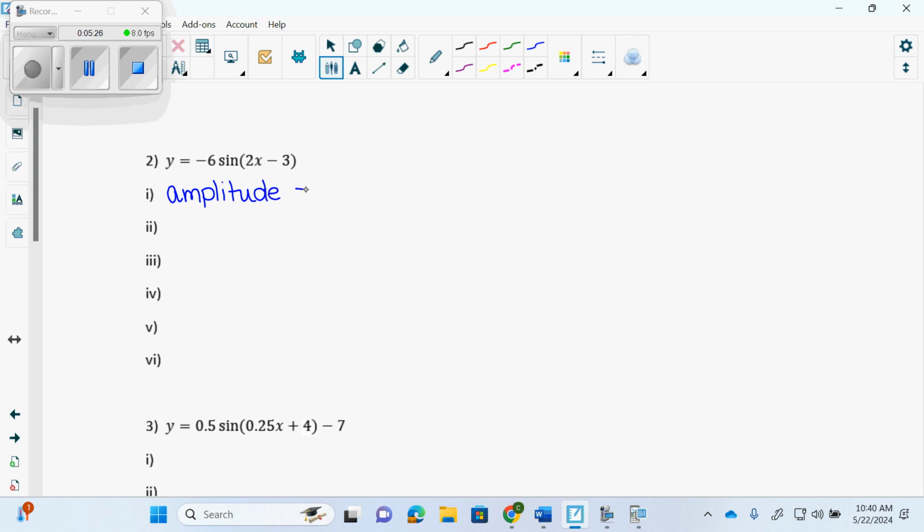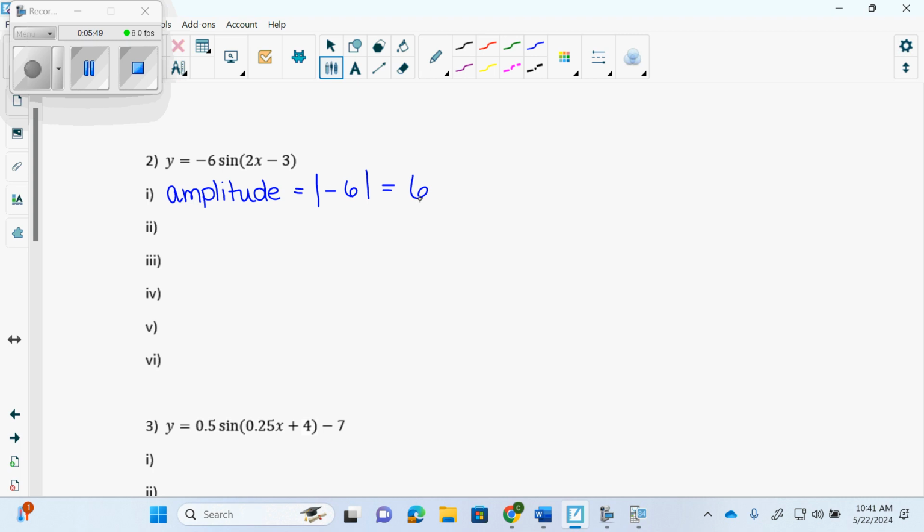Amplitude equals what? The absolute value of -6, which is 6. Do you think they'll give the option of -6 as being the amplitude? Can the amplitude ever be negative? It's always positive because it is a distance, right? So it can't be negative.